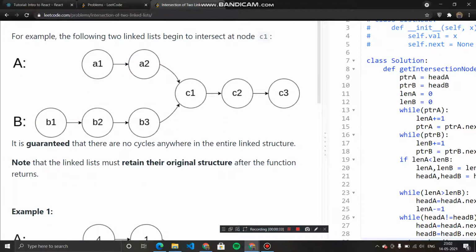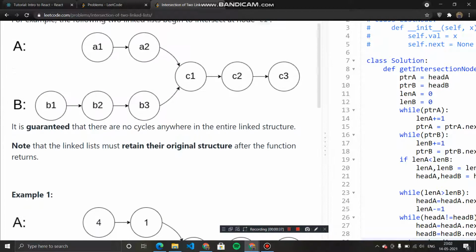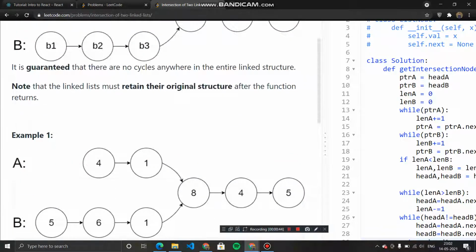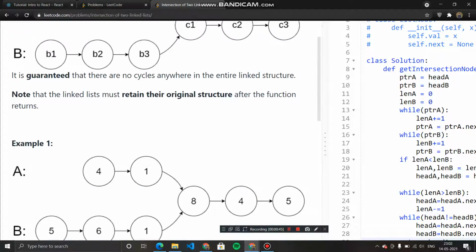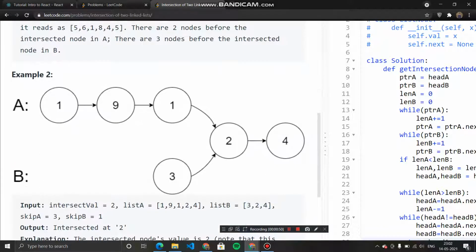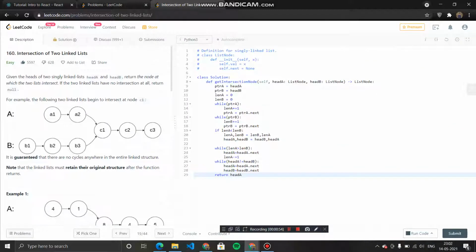It is guaranteed that there are no cycles, and we have to find the node at which they intersect. In this example, the intersection node is C1, and this is the same example as above, where the intersection node is 8, and here the intersection node is 2. So there are some approaches to solve this question.